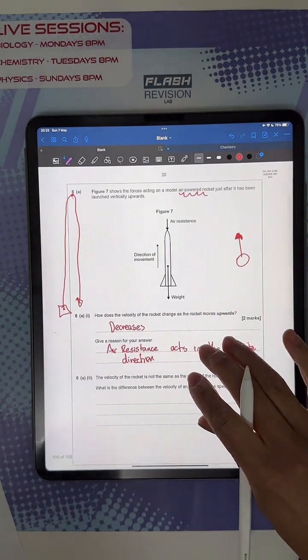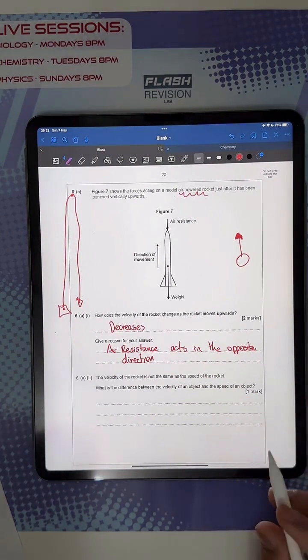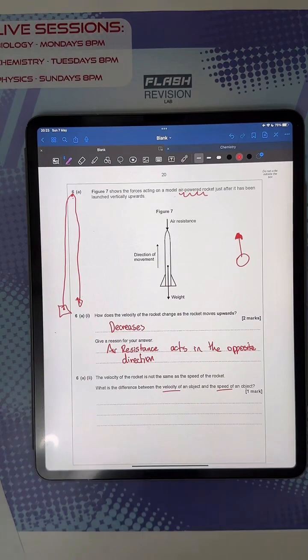Good. All right, next question. The velocity of the rocket is not the same as the speed. What's the difference between velocity and speed? So we talked about this right at the start of the session.